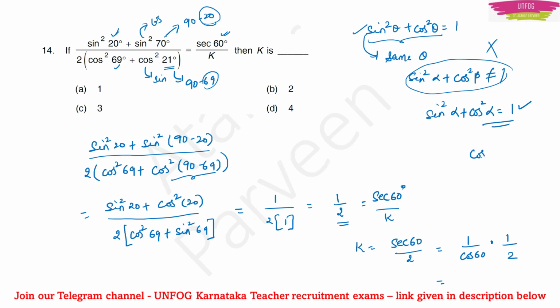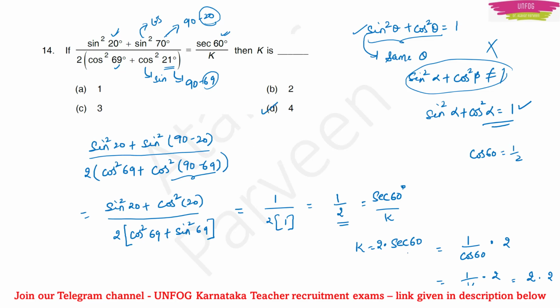And what is cos 60? Cos 60 is 1 by 2. Okay, so 1 by 2 into 1 by 2 will become 2. Oh, this is not 2 here, right? The 2 will be in the numerator only, because k is going there. So this will be 2 into 2, so this will be my 4. Okay, so option D will be the correct answer.